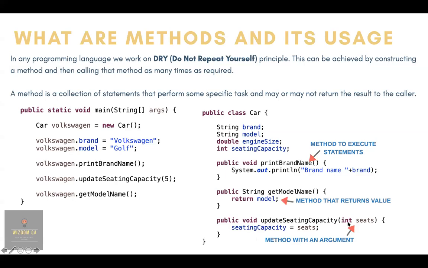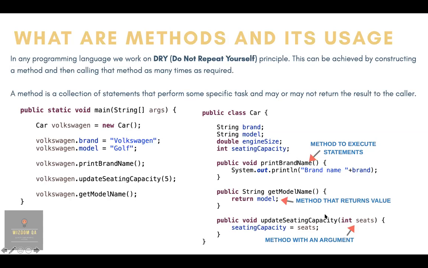And this method has an argument. You're supplying an argument inside the method, and then this method is simply replacing the old value of sitting capacity with the new value, because the integer value that you're going to supply inside update sitting capacity will simply update the current value of the sitting capacity integer. That's all.